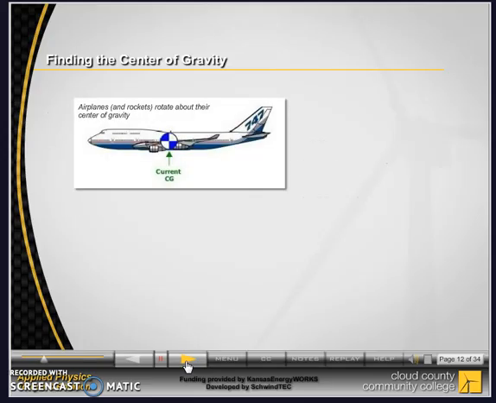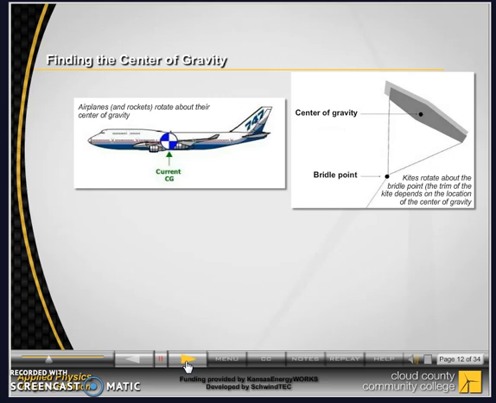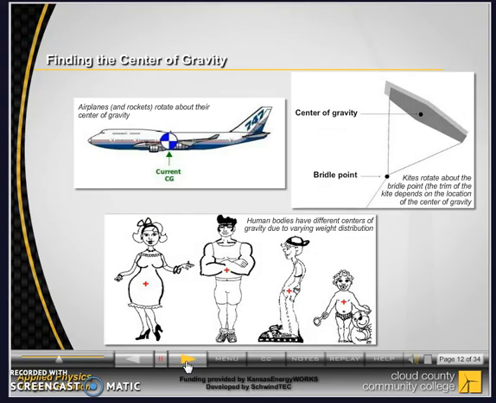In flight, both airplanes and rockets rotate about their centers of gravity. A kite, on the other hand, rotates about the bridle point, but the trim of a kite still depends on the location of the center of gravity relative to the bridle point, because for every object the weight always acts through the center of gravity. Human bodies have different centers of gravity because the weight for each human is distributed differently. Do you notice the difference?